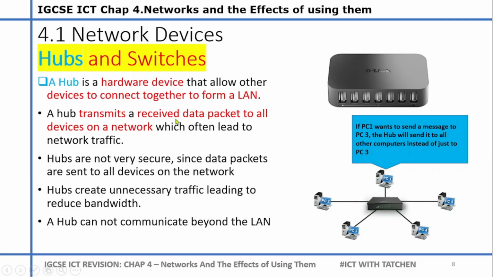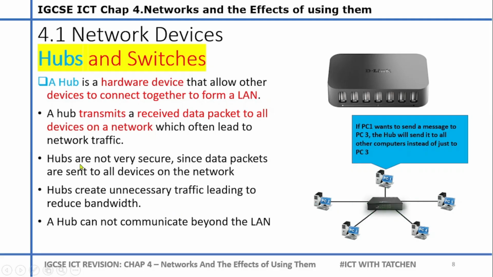Now, a hub transmits and receives data packets to all devices on the network. So this is one big problem with a hub. If PC1, for instance, wants to send information or a message just to PC3, once PC1 sends that message into the hub, it's going to broadcast the message to the whole network. So that is the main problem with the hub. It cannot send a message just from the sender to a particular receiver. So that is a big problem with the hub.